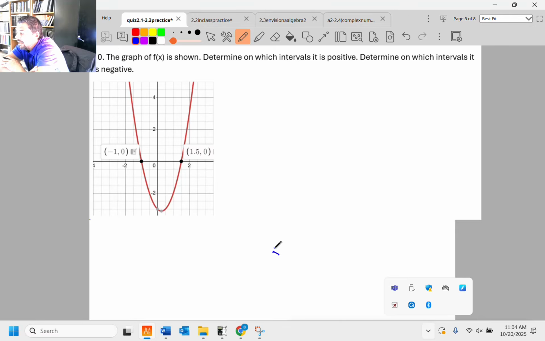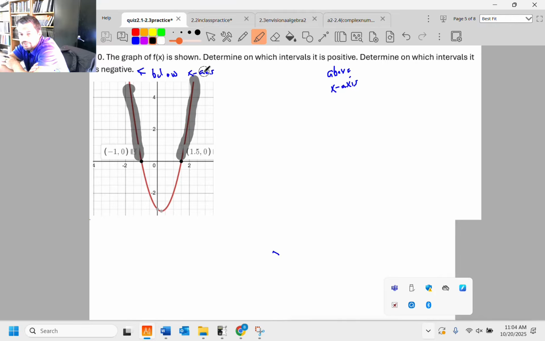All right, the graph of f(x) is shown. Determine which intervals is positive, determine which intervals is negative. This ought to be fairly simple. Positive means above the x-axis, and negative means below the x-axis. So I'm positive on these intervals here and here.